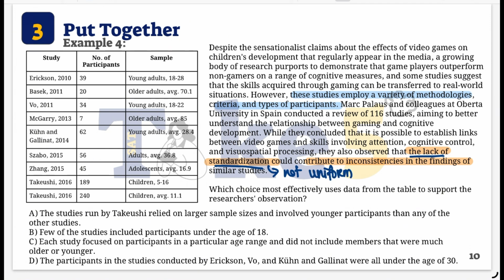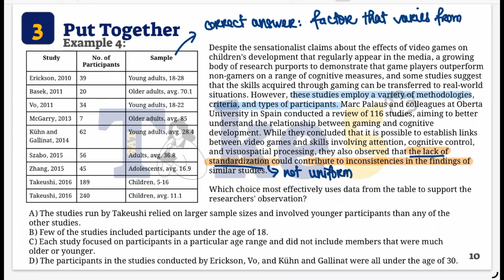A glance at the table tells us about 9 different studies with descriptions of their participants. So the table can tell you more about how each of these studies varies from one another. Hence, the correct answer must therefore mention a factor that varies from study to study and include a comparison of some type. So let's eliminate answers now.